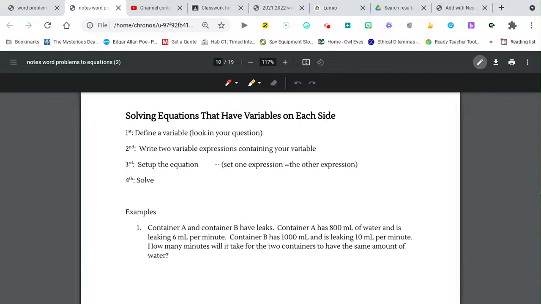All right, we're going to solve equations that have variables on each side. And this is really, really easy, guys. Especially if you understood solving the multi-step equations. We had to combine like terms. This is going to be super easy.